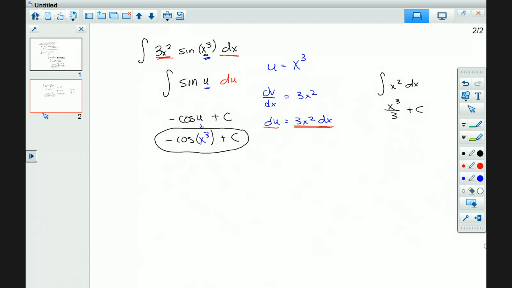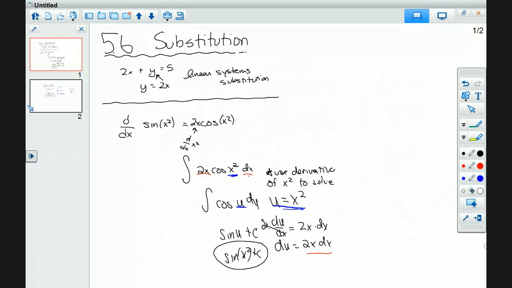These are difficult because you're using a derivative to calculate an integral. Let's try to do another one. I get how to do it, I just don't know why.